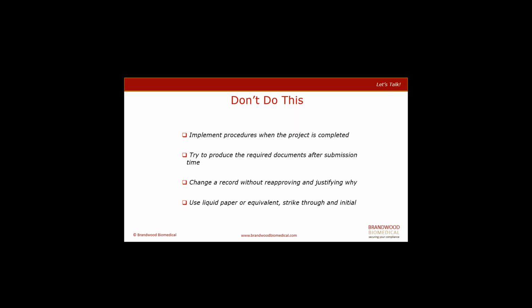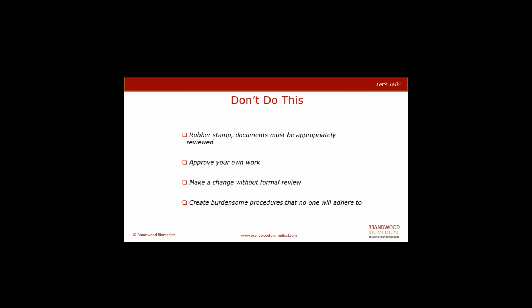Don't change a record without reapproving and justifying why. A record is a record. It's a snapshot of an activity that occurred. If there's an issue with a record, yes, it can be annotated, but identify why and who with a date. Never use liquid paper or equivalent, and always strike through the error and initial so that the previous entry is visible. Never rubber stamp.